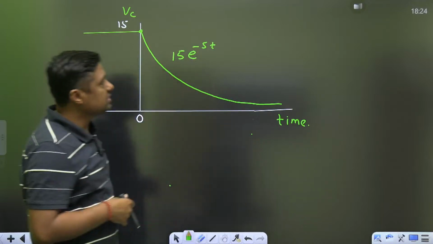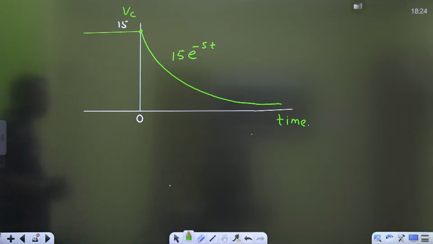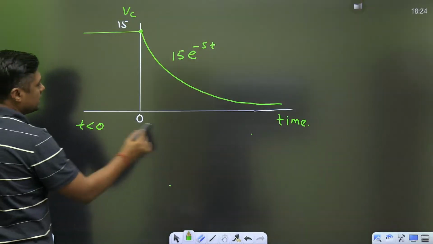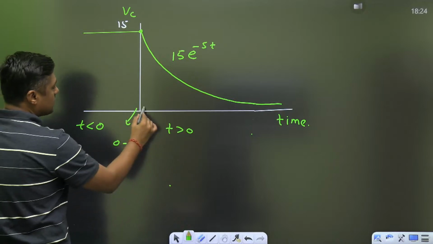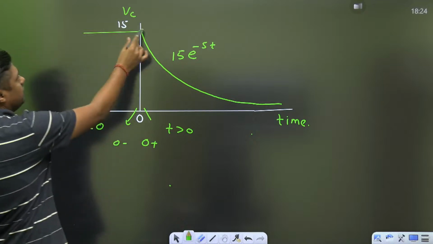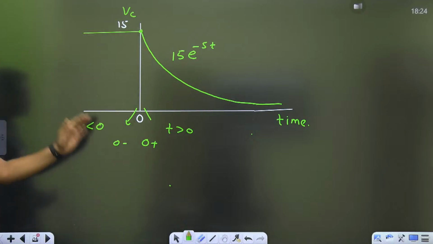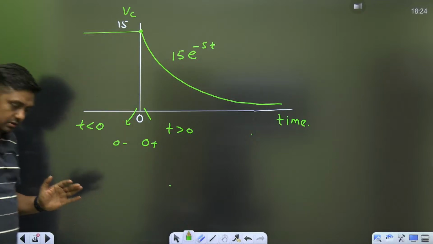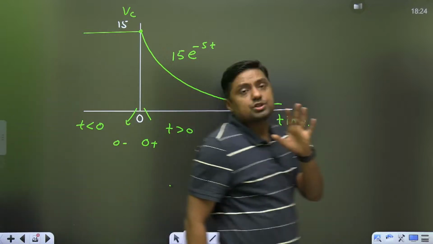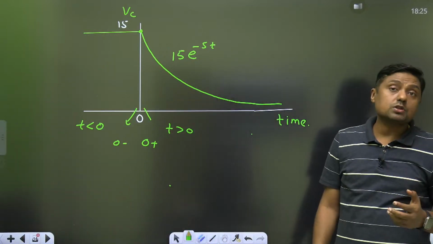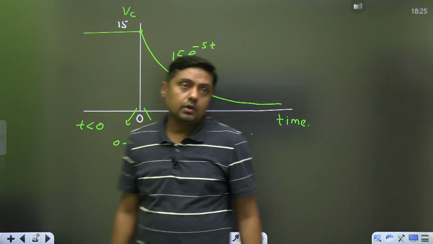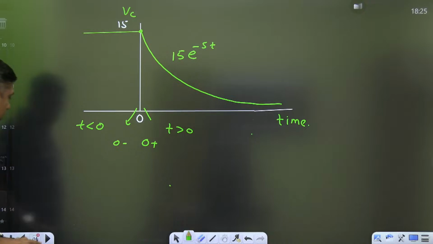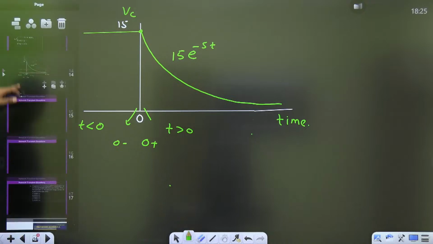Voltage across the capacitor with respect to time. This is the equation, and that is the curve for t less than 0, and that is for t greater than 0. This is the point 0 negative, this is the point 0 positive. 15, 15. Just before switching, just after switching. So with this one question, you will get the idea, and that is the question from the standard textbook, Alexander and Sadiku. Now, I think you got the idea how to use this equation.